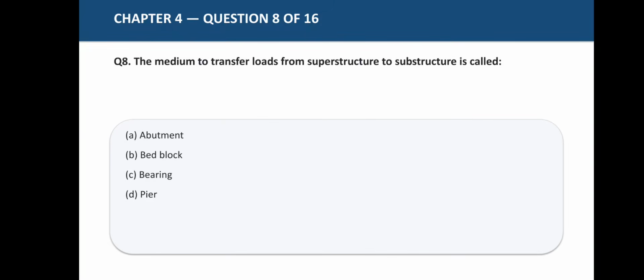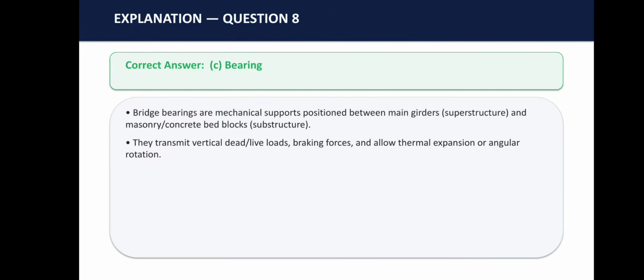Option B. Bed block. Option C. Bearing. Option D. Pier. The correct answer is option C. Bearing. Explanation. Bridge bearings are structural supports positioned between main girders and concrete bed blocks. They transmit vertical dead and live loads, braking forces, and allow thermal expansion or angular rotation.